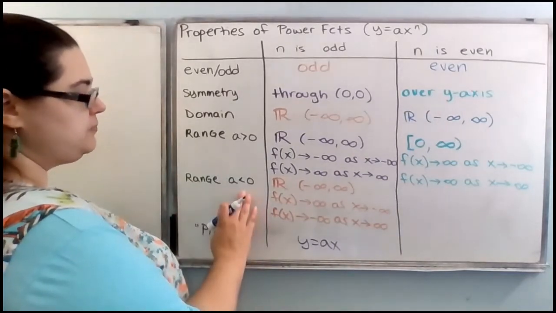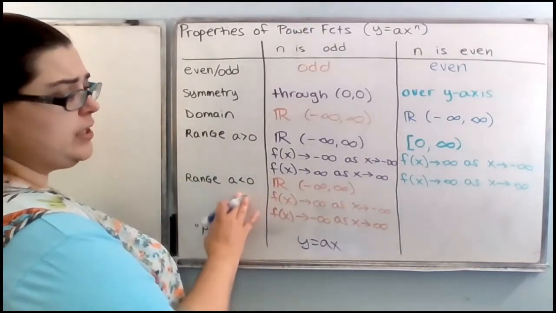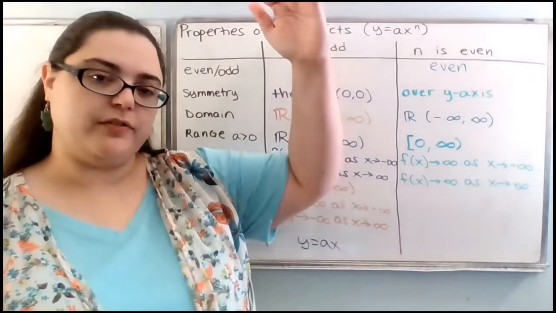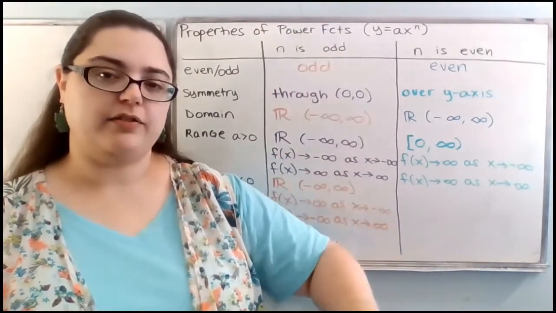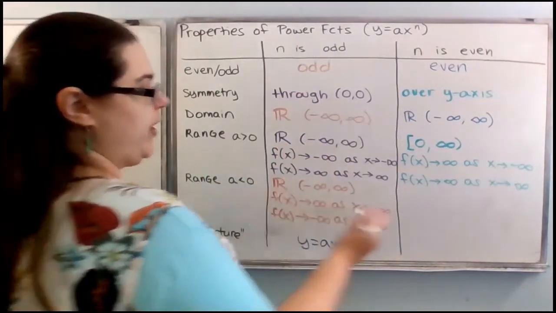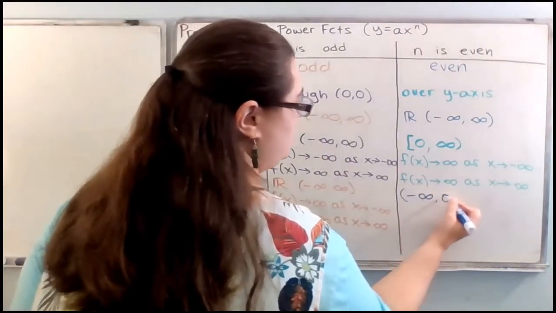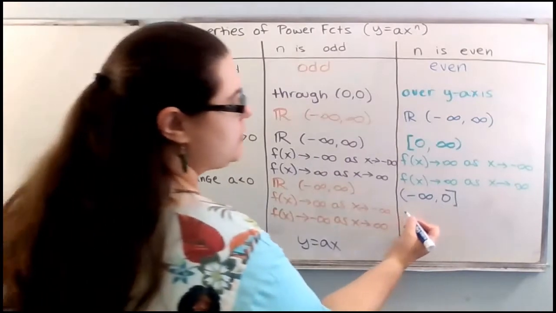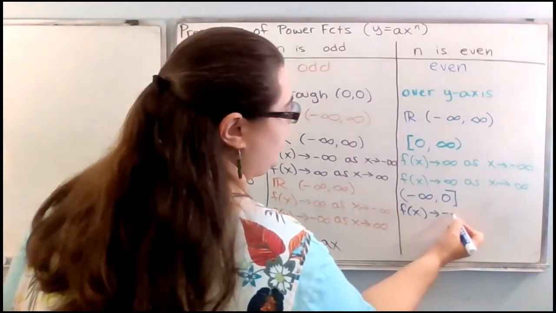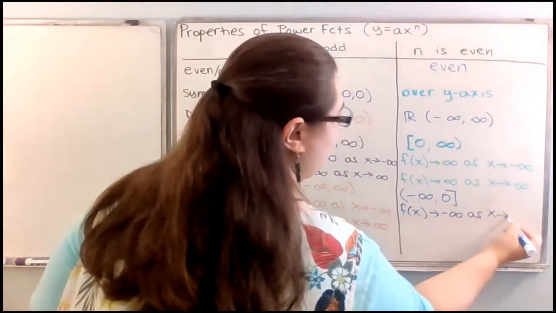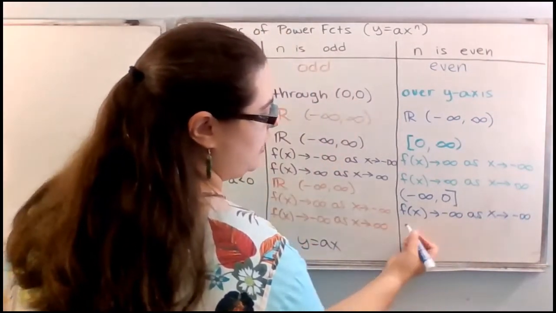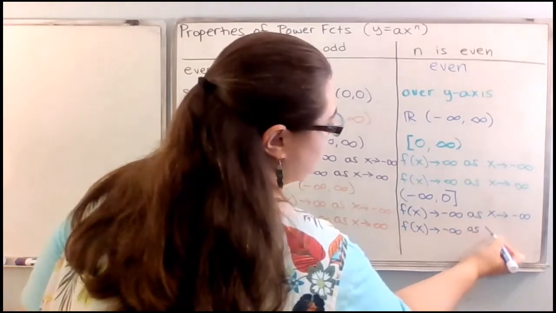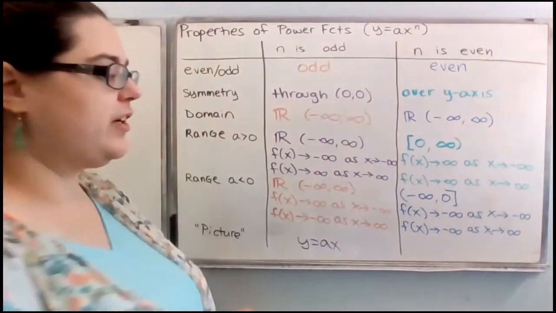Then if my coefficient is a negative number, now we're upside down, we're a frowny parabola. So instead of going from 0 to positive infinity, if I flip that, I'm going to go from negative infinity up to 0. So my range is going to be from negative infinity to 0. And now it's going to go downwards on both sides. So f of x is going to go to negative infinity as x goes to negative infinity. So as I move left, the function goes downward. And it will also go downward, so towards negative infinity, as I move to the right. So as x goes to positive infinity.